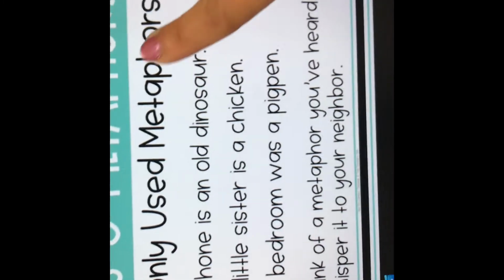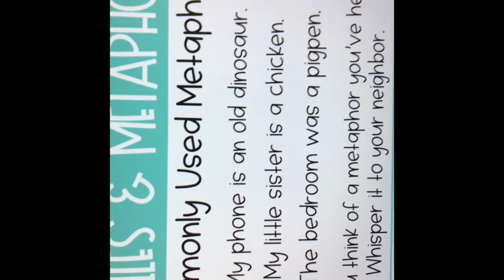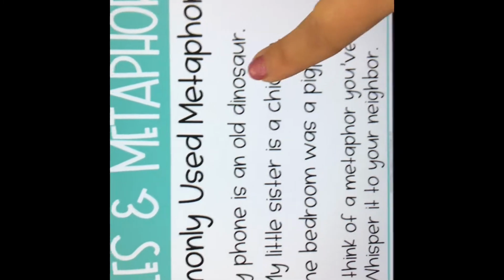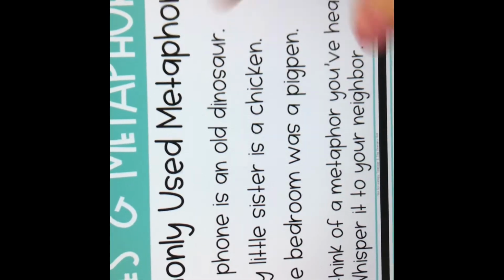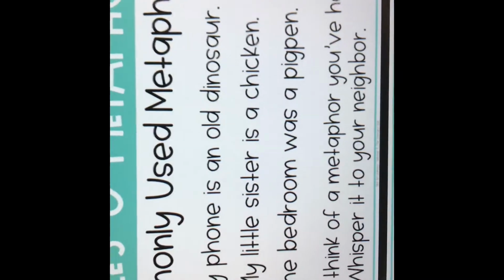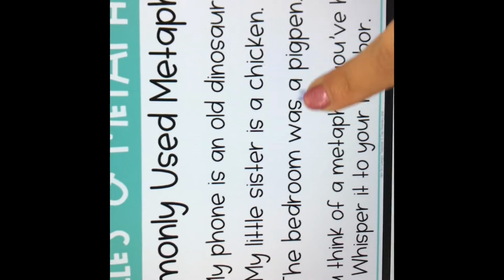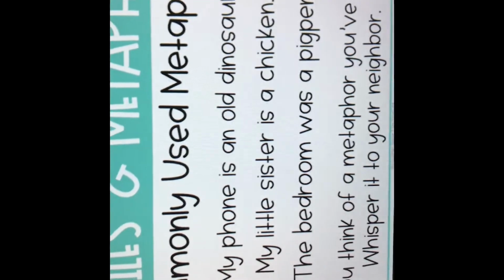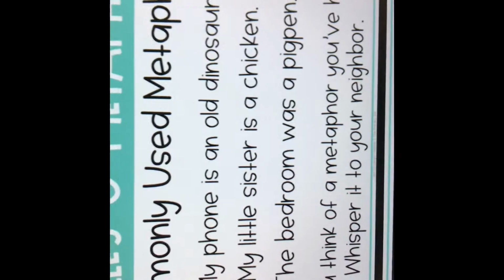So your phone cannot really be as old as a dinosaur. It just means it's old. You need to update it. My little sister is a chicken. She really cannot be a chicken. She might just be scared of things. And the bedroom was a pig pen. Pig pens are normally really messy. So these are, again, figurative speech.